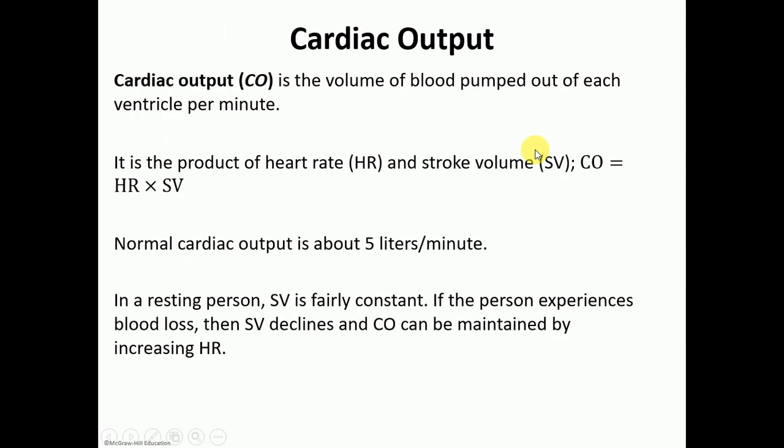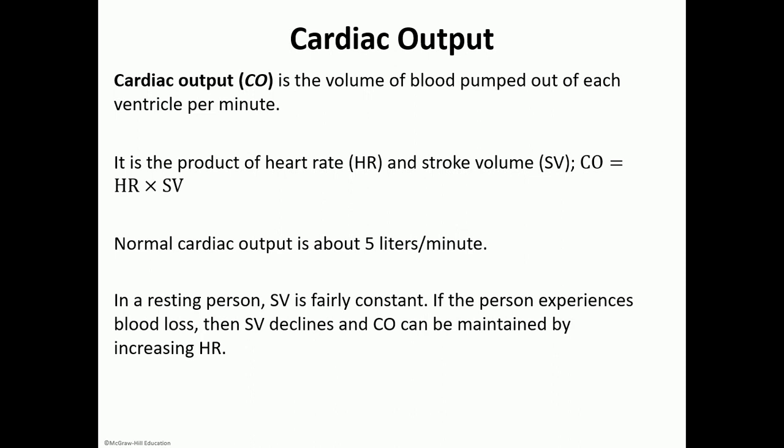If you multiply it by the heart rate, that will give you your cardiac output. Your normal cardiac output is about 5 liters of blood per minute. Obviously, it varies from one person to another, but this is on average at rest what it is.